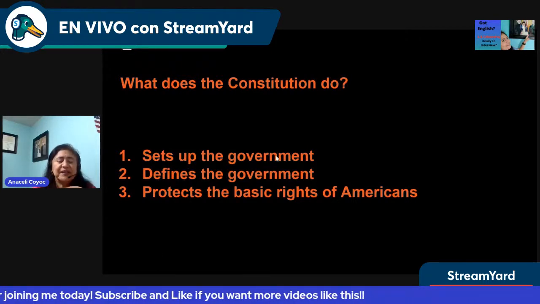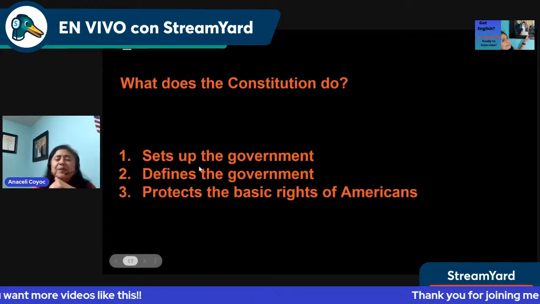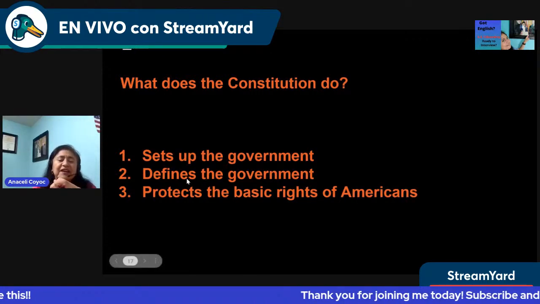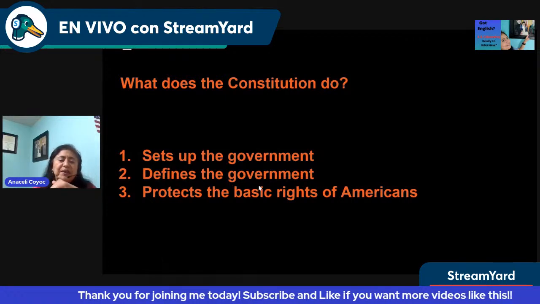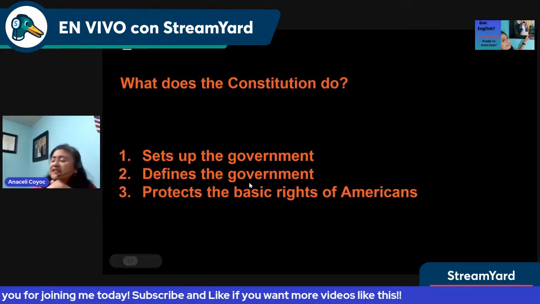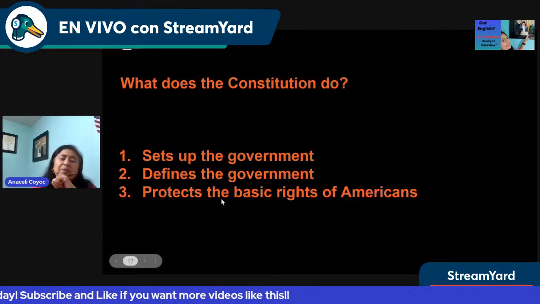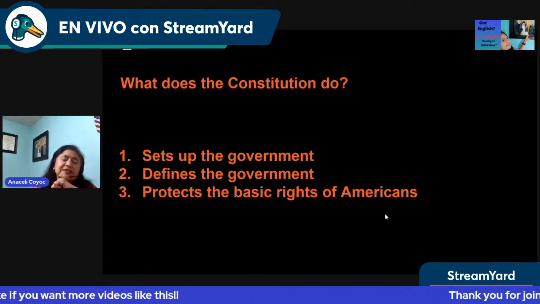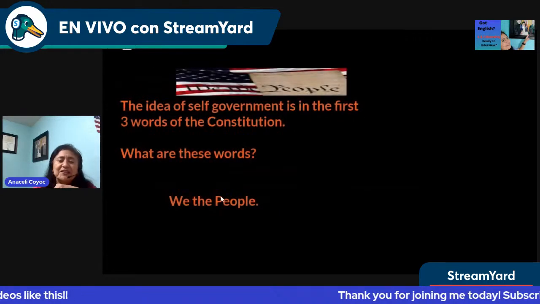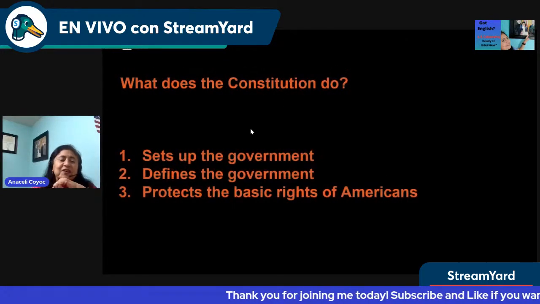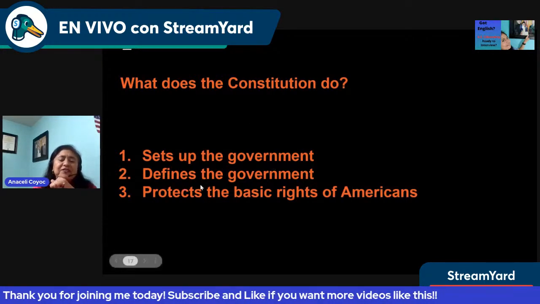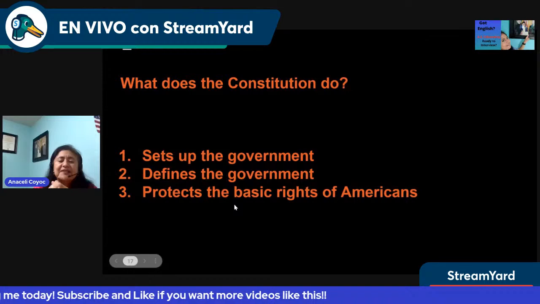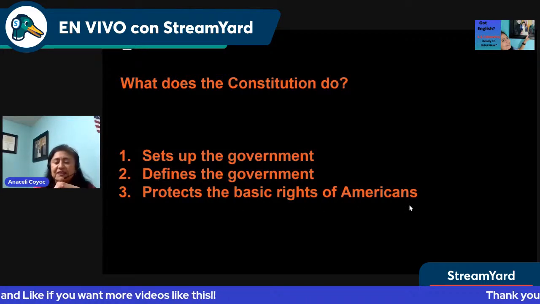What does the Constitution do? It sets up the government, defines the government, and protects the basic rights of Americans.